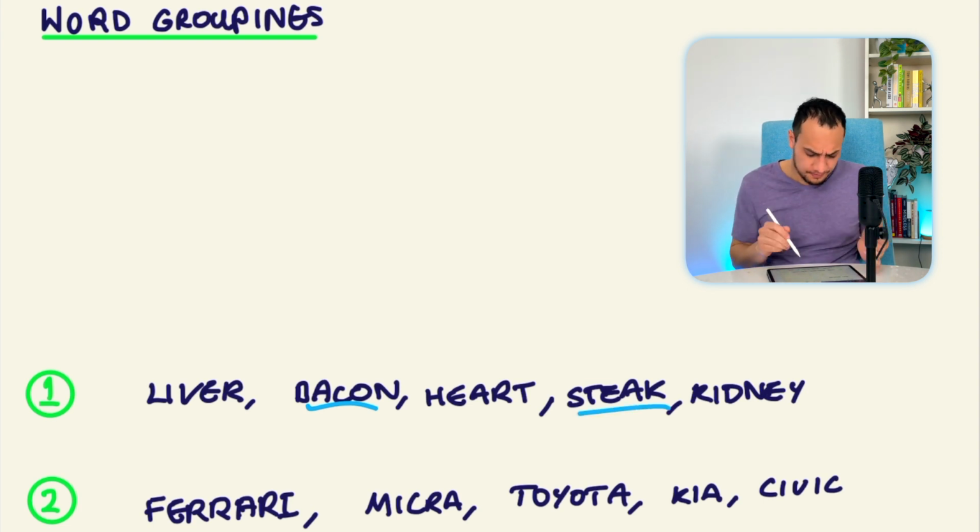This one's a bit more complicated, I think. So we've got Ferrari, Micra, Toyota, Kia and Civic. Ferrari is a make of car. Micra is a model of a Nissan. Then we've got Toyota, which again is a make of car. Then we've got Kia, which is a make of car. And we've got Civic, which is a model of a Honda. So actually the ones that stand out as different are Civic and Micra. I'm going to underline those. Okay, let's move on to the next lot.